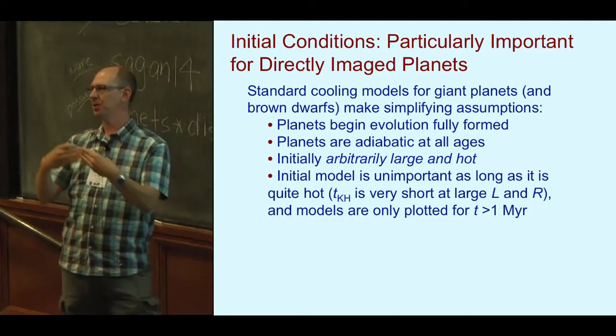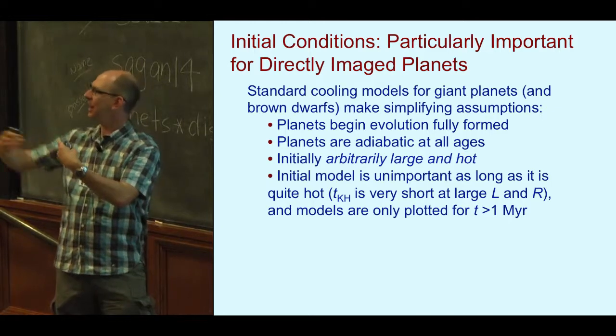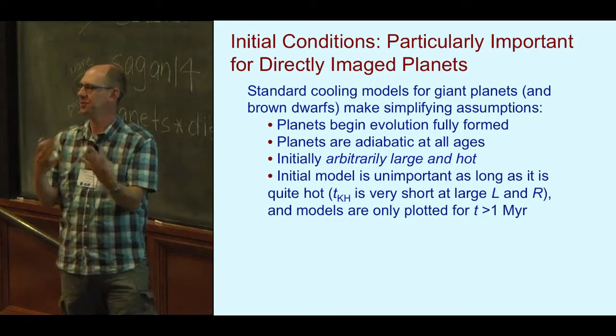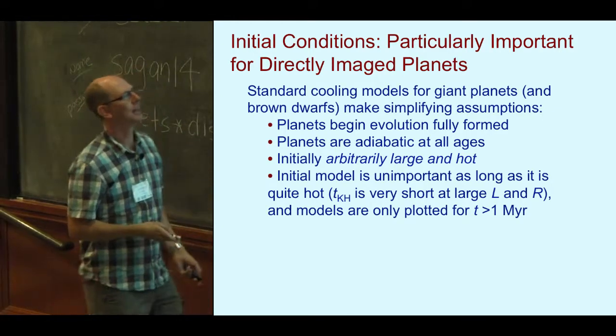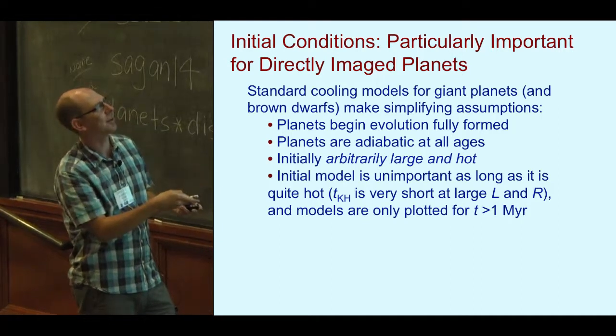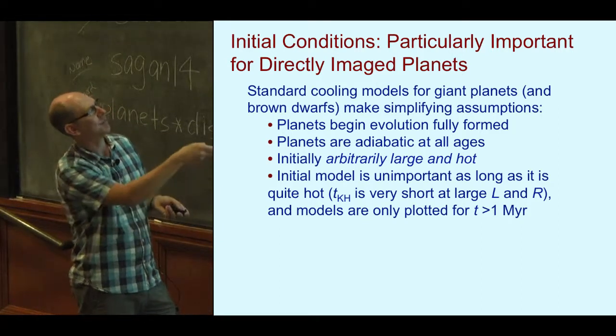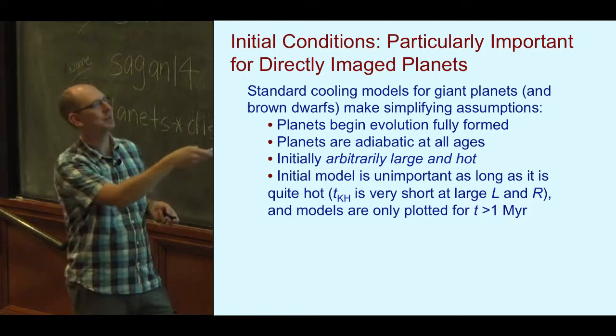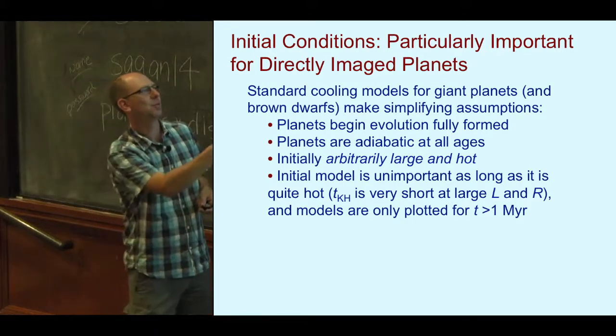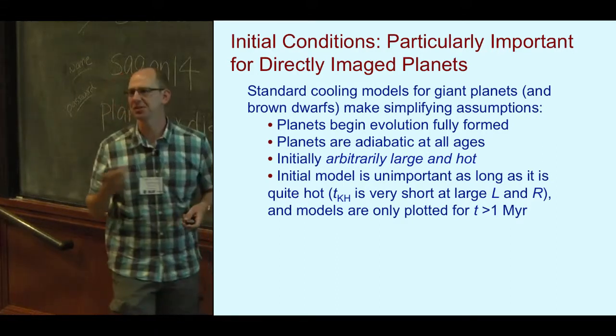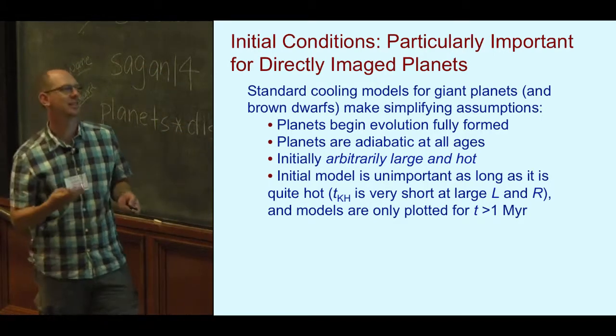And so if you only plot your model 1 million years and later, it's not really going to matter what the initial model was that you picked. All these plots you'll see often get plotted only for ages greater than 1 million years or so. The basic idea is that, if you don't worry about the very, very young ages, your initial conditions probably don't actually matter. That's at least the assumption.